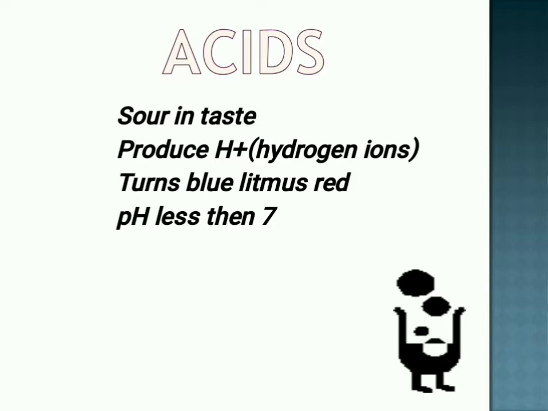Now we will learn the difference between acids and bases clearly. Acids are sour in taste. They produce hydrogen ions, that is H plus ions. They turn blue litmus red. And what is the pH? The pH is less than 7. All the items having a pH range of less than 7 are acids.